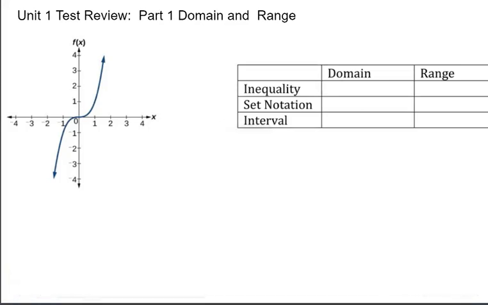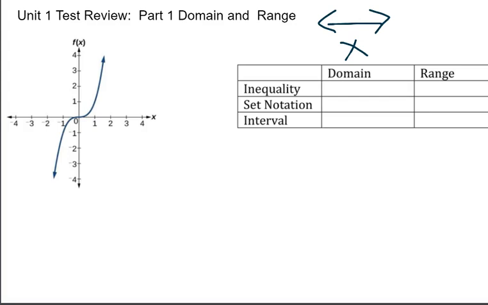Hey everyone, this video is designed to help you prepare for the first unit test. And this first video will be to refresh you over domain and range. If you remember, domain is representing the x values. And the question we always want to ask is how far left and how far right does the graph go? So you want to represent it in three ways.